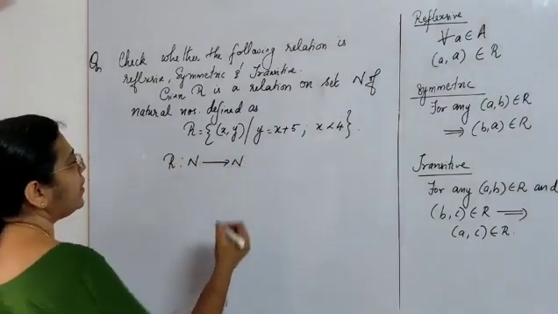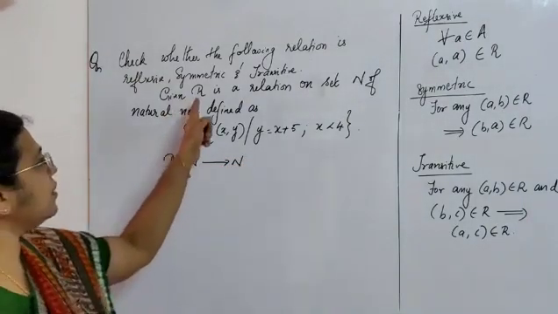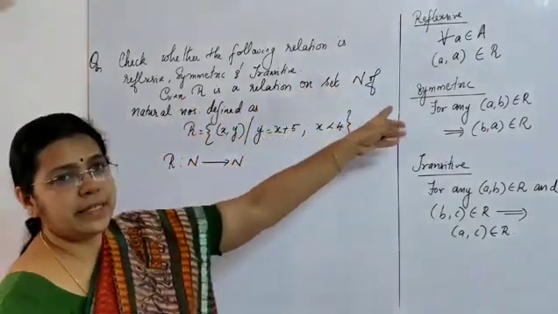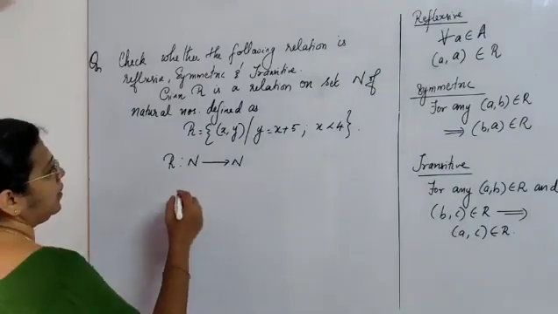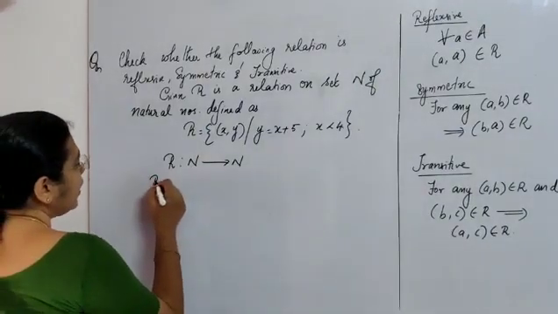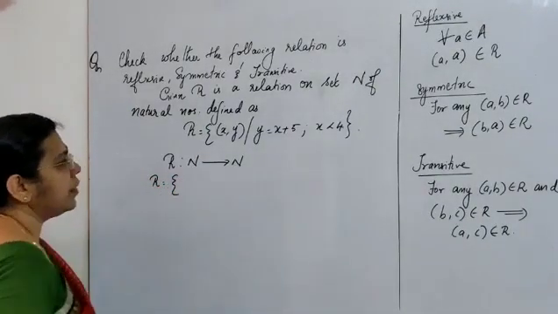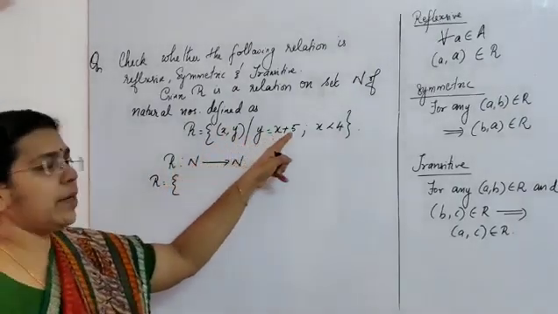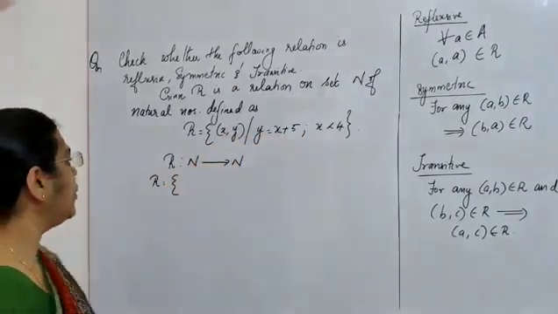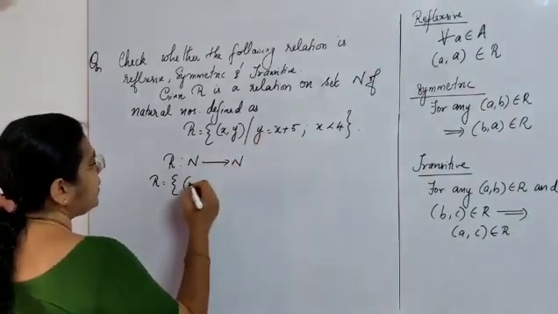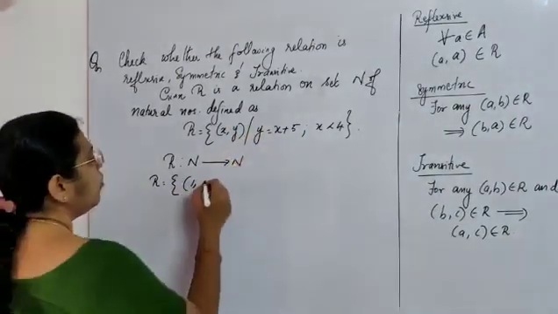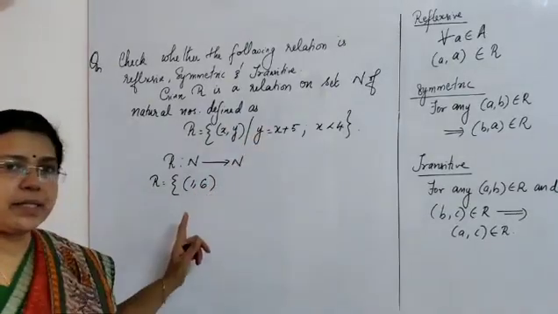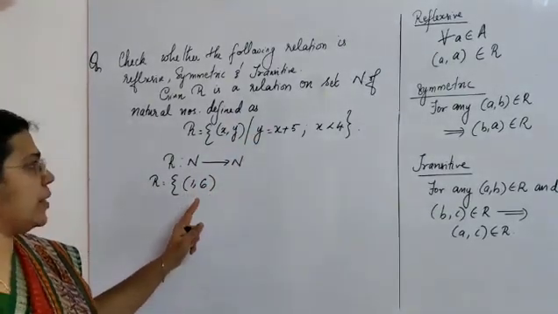Now here we see that this relation R is from N to N. How do we understand that? It is defined that R is a relation on set N, so the relation here is from N to N. Now what are the elements that come in this relation? y is equal to x plus 5, that is the condition. So when x is equal to 1, you have the y value as 6. So the first ordered pair that satisfies this relation is (1, 6).